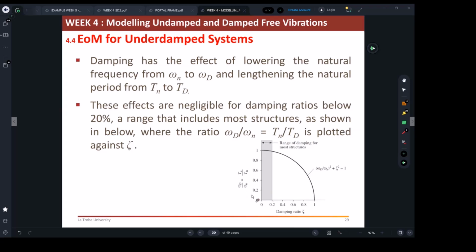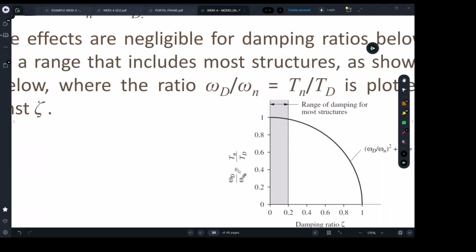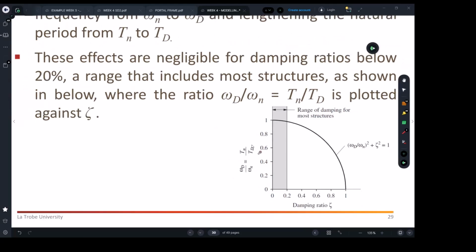So you can see the vertical axis represents ratios, whether circular frequencies or time periods. Here we're dividing the damped over the natural for the frequencies, or the natural over the damped for the time, because you know it's reversed. Regardless of which parameters we use, you just need to understand what's happening.